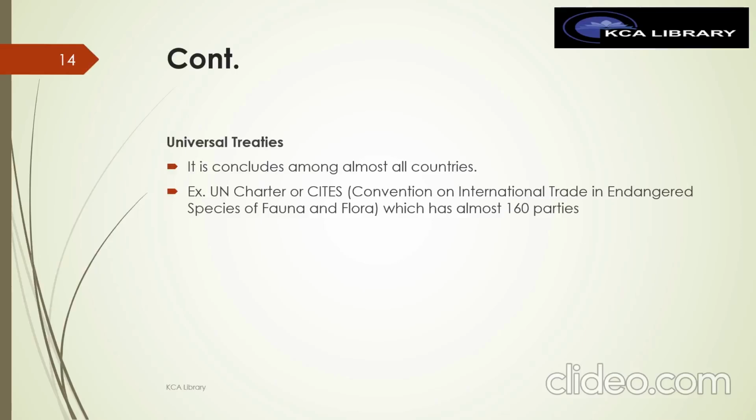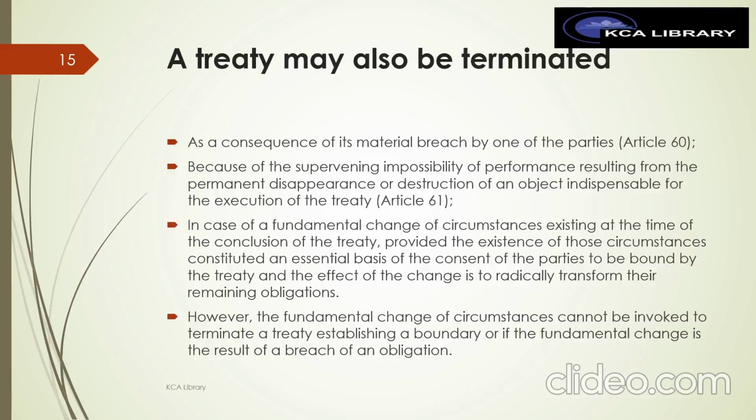In rare cases, a treaty may also be terminated, and this can be due to a material breach by one of the parties, as in Article 60. Also because of the supervening impossibility of performance resulting from the permanent disappearance or destruction of an object indispensable for the execution of the treaty, as in Article 61.